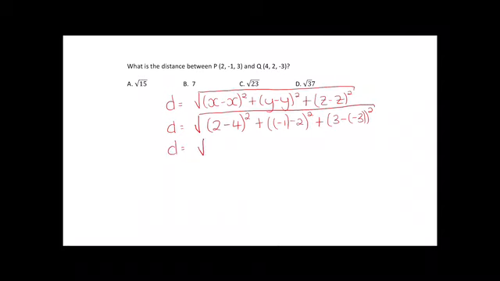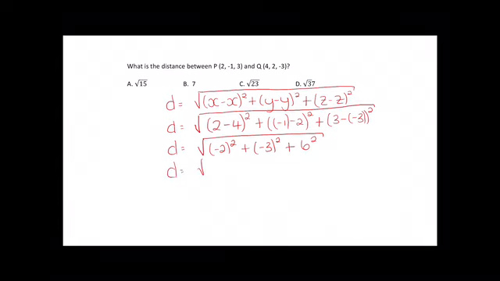I can then start to simplify that. So 2 take away 4 gives me -2 squared. -1 take away 3 is going to give me my -3. And don't forget my squared. 3 take away -3 means that I'm adding them together because it's a double negative. So I'm adding on 6 squared.